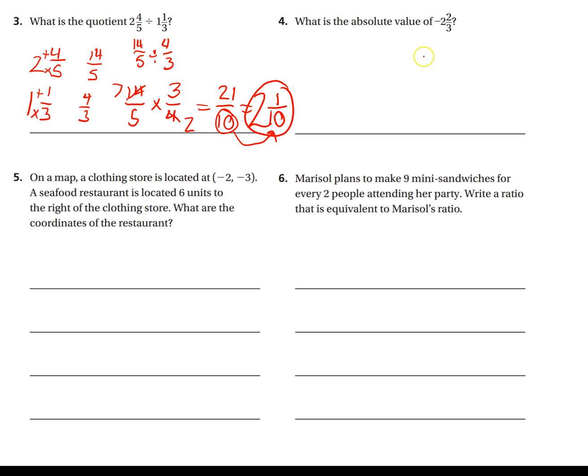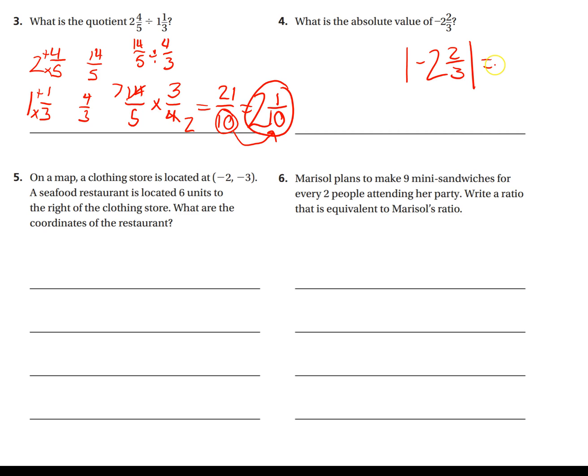Okay, absolute value. Remember, absolute value of -2 2/3. It's just asking how far away from 0 is that? Well, -2 2/3 is 2 2/3 units away from 0.